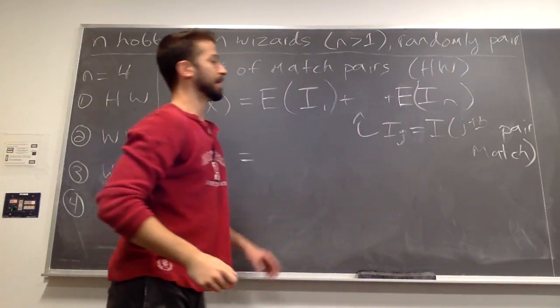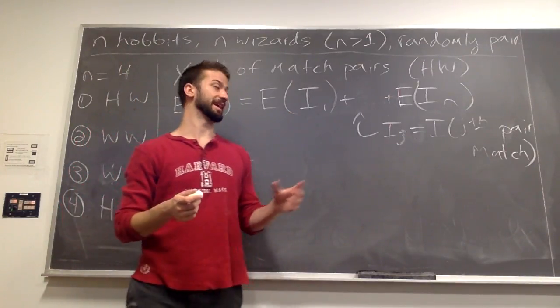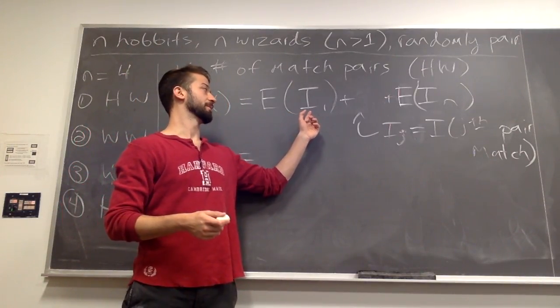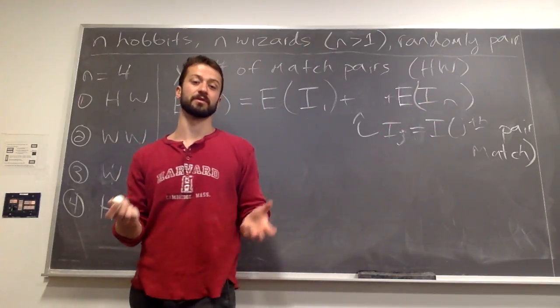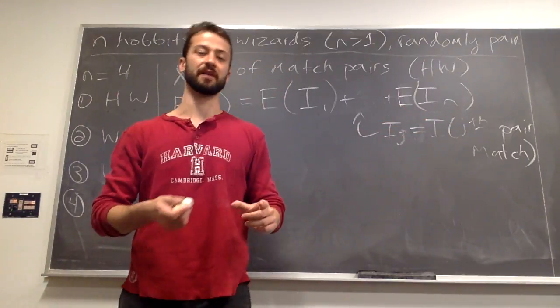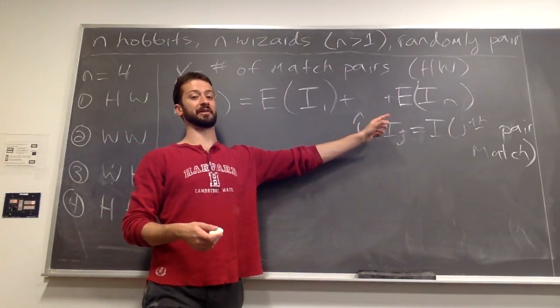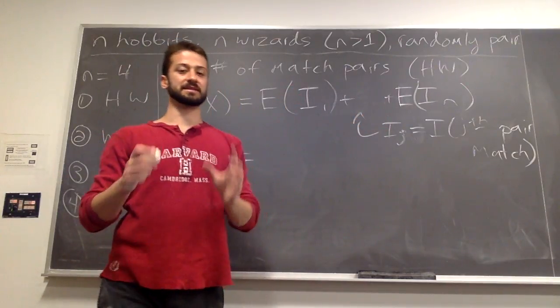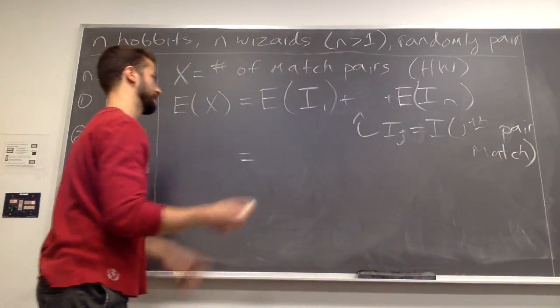And this is okay even though the indicators are dependent, right? If I know that everyone matches except for the nth pair, and I didn't observe the nth pair, I know that the nth pair must match because there's one hobbit and one wizard left. Think about that a little more, does it make sense? These are highly dependent indicators, but by linearity, it doesn't matter if random variables are independent. I can still add the expectation out, so that's fine.